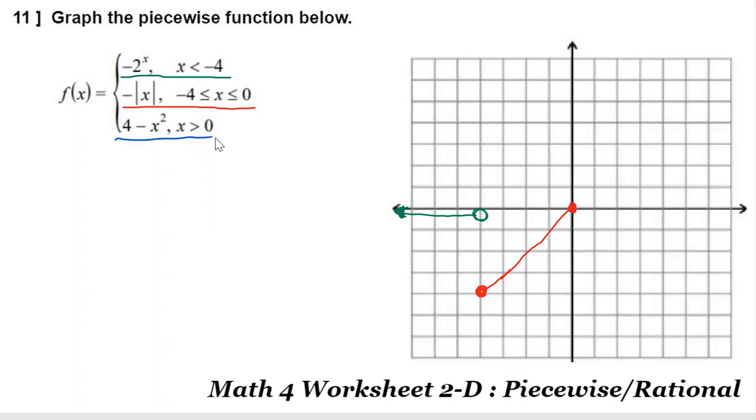Now, the last guy is a parabola that is probably more like that. Now, if that's the case, then we are flipping it down. It is an upside down parabola that starts at +4. 1, 2, 3, 4. But that where x is 0 is going to be an open circle.